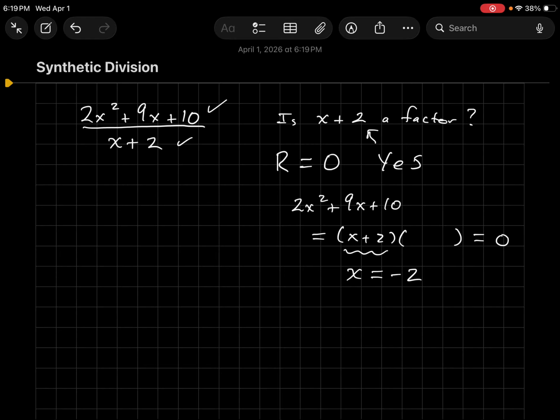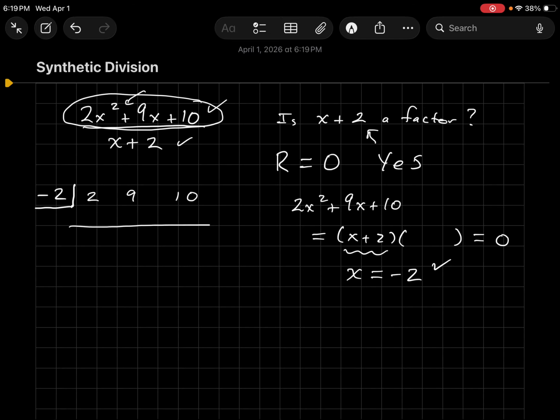We're going to use something called synthetic division here, where we take the potential solution, x equals negative 2, and put it in a box. And then we're going to take the coefficients of our polynomial up here in the numerator and place them just like that. 2, then 9, then 10. If there is a missing x power in here, for example, we would need to put a 0 for that coefficient in the missing x power. We'll see an example of that later on. But for now, let's finish off this synthetic division.